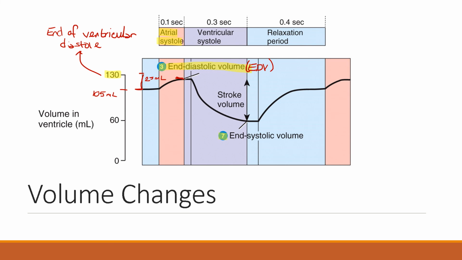Now at number 7 here, the left ventricle ejects about 70 milliliters of blood into the aorta, and the right ventricle is also going to eject that same volume of blood into the pulmonary trunk. So the volume remaining in each ventricle at the end of systole, about 60 mils, is going to be our end systolic volume, or ESV. So our stroke volume, the volume ejected per beat from each ventricle, equals the end diastolic volume minus the end systolic volume. At rest, our stroke volume is about 70 mils.